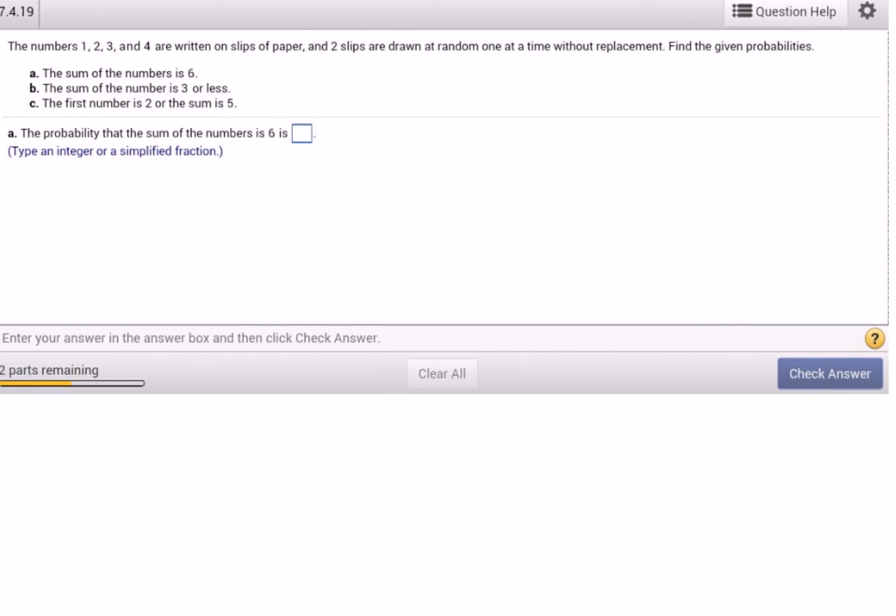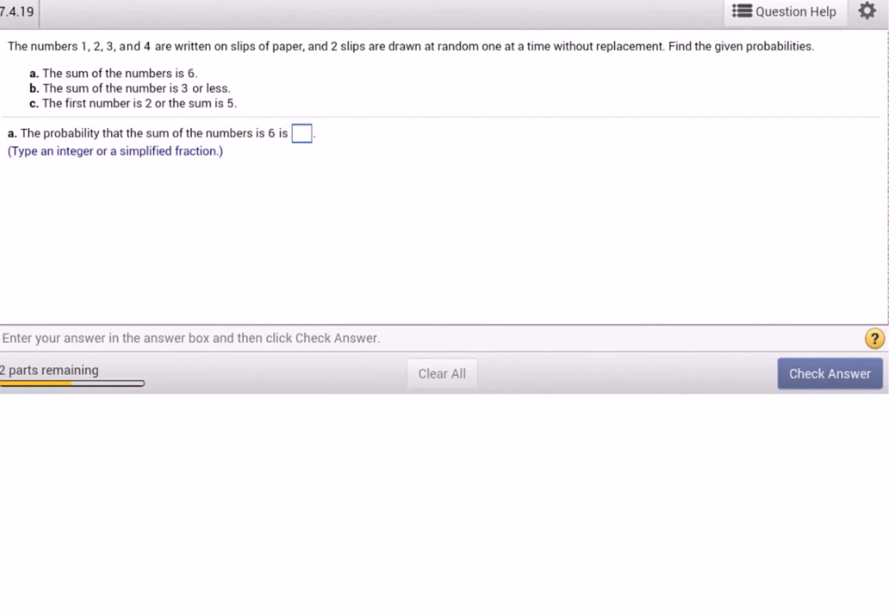The numbers 1, 2, 3, and 4 are written on slips of paper, and 2 slips are drawn at random, one at a time, without replacement. Find the given probabilities. So let's look at the first one. It says, find the probability that the sum of the numbers is 6.